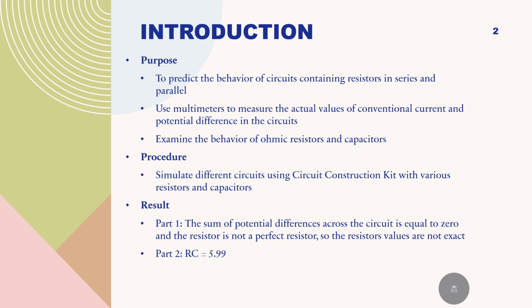In order to complete this lab, I simulated different circuits using Circuit Construction Kit with various resistors and capacitors. And our result of part 1 is that the sum of potential difference across the circuit is equal to 0, and the resistor is not a perfect resistor, so the resistor's values are not exact. And the result in part 2 is that RC is equal to 5.99.